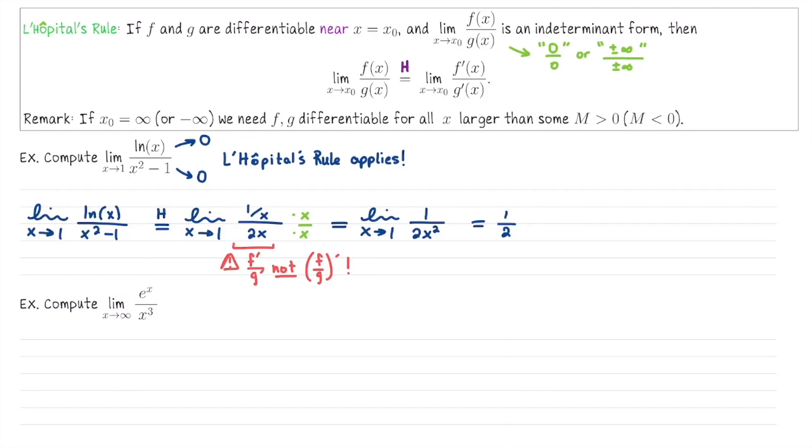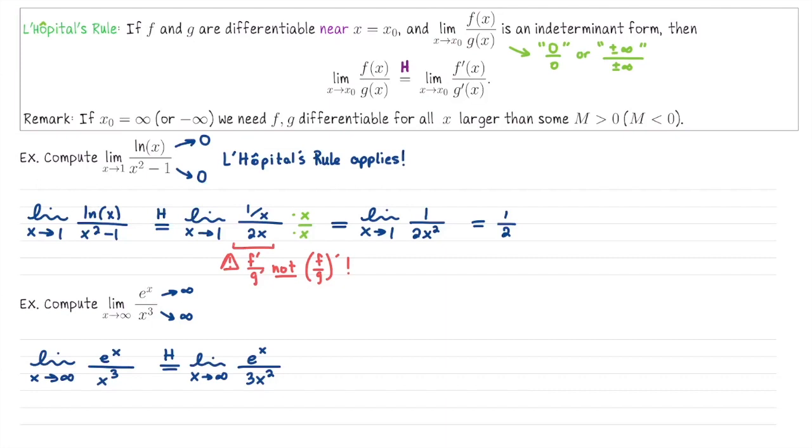Okay, let's look at the second example. Compute the limit as x goes to infinity of e to the x divided by x cubed. The exponential function grows to infinity, as does the denominator. So we can immediately apply L'Hopital's rule to say that the limit as x goes to infinity of e to the x divided by x cubed equals, via L'Hopital's rule, the limit as x goes to infinity of the derivative of the numerator, which is e to the x, divided by the derivative of the denominator, which is 3x squared.